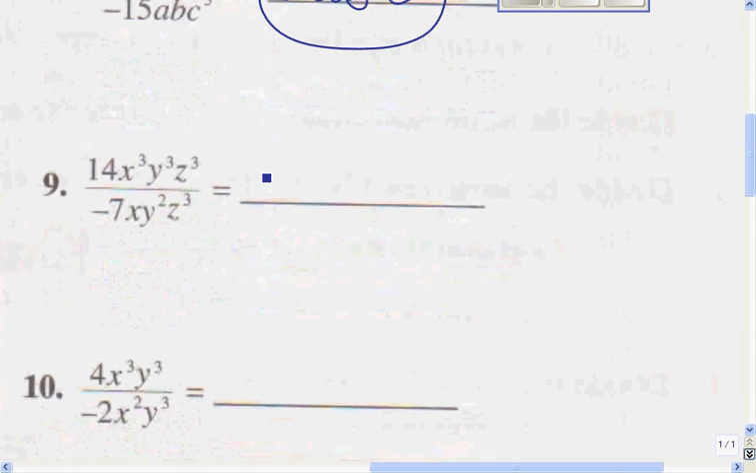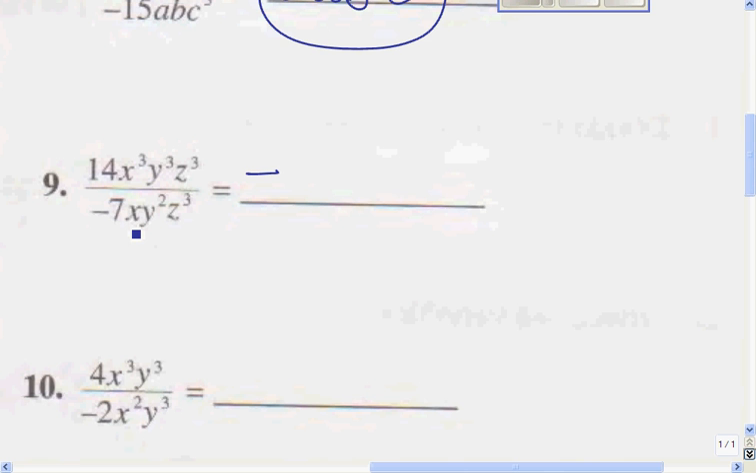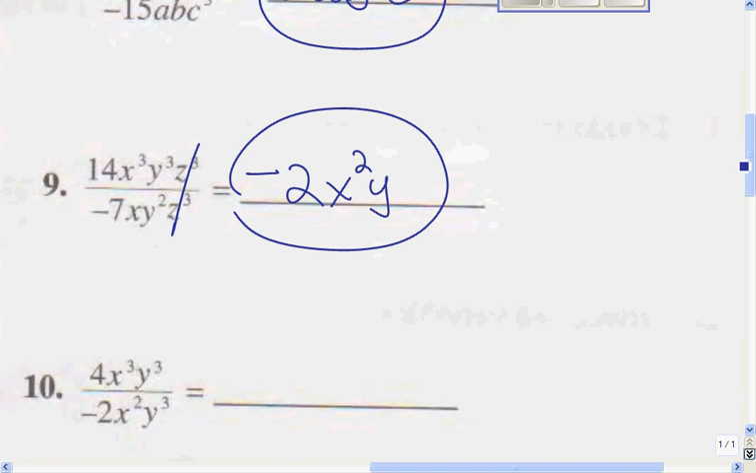My signs are different, so I know my answer is going to be negative. What times 7 equals 14? Whatever my answer is going to tell me what 14 divided by 7 equals. Well, 2 times 7 equals 14, so 14 divided by 7 equals 2. x to the third minus x to the first is x squared, because 3 minus 1 is 2. 3 minus 2 is 1, so I just write y to the first. And then these e's just cancel out. That's my answer.